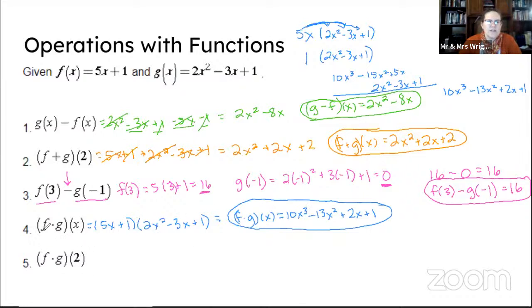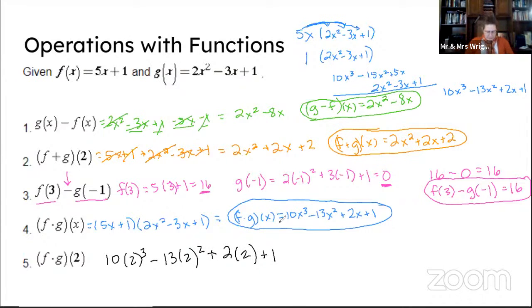So since we've already done f of g of x, we don't have to do that work again. It's already done for us here. And then we're going to plug 2 into it. So 10 times 2 cubed minus 13, and I'm looking right here, 2 squared, because this is where I did f times g of x, plus 2, and I don't feel like doing it again, plus 1.